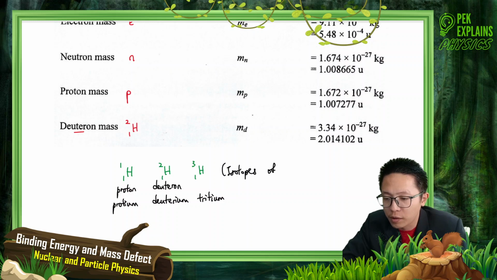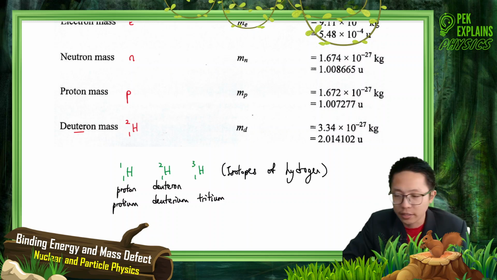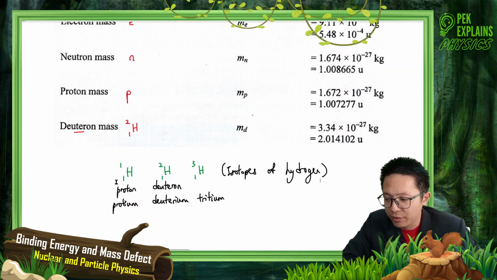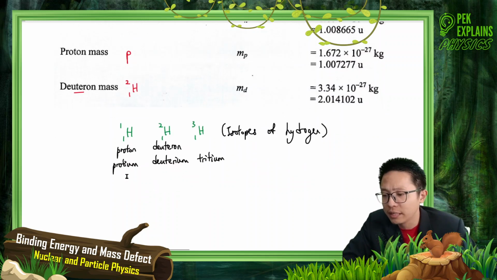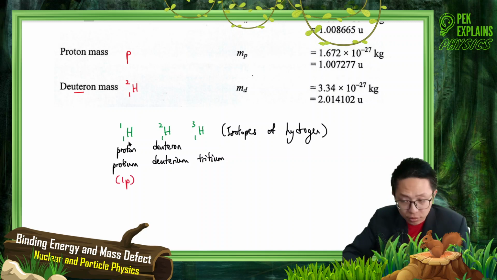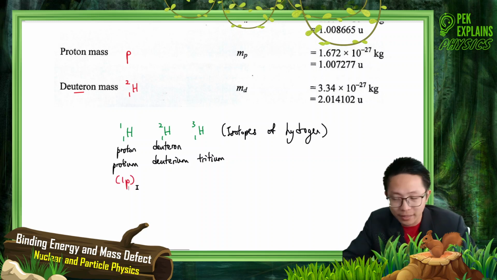Isotopes of hydrogen. They are all hydrogen. But the hydrogen one is actually just a proton. You see, the proton number is 1 and the mass number is also 1, which means the mass number 1 is the proton itself. It's only the proton. This hydrogen is only the proton. That's why we call it proton or protium.